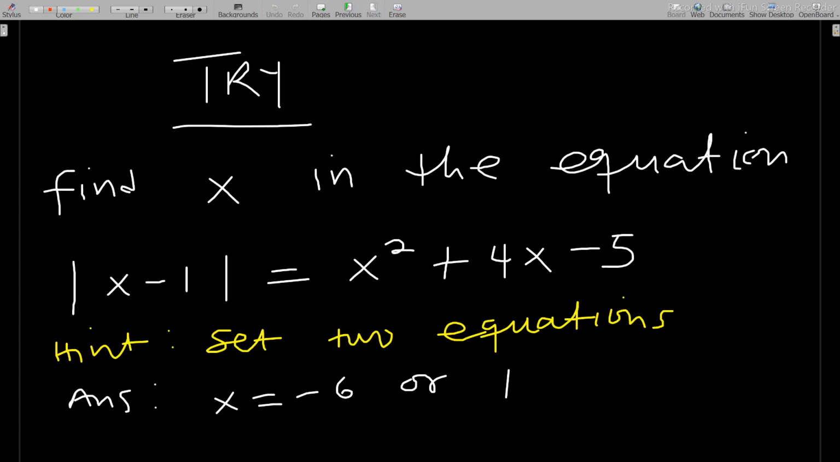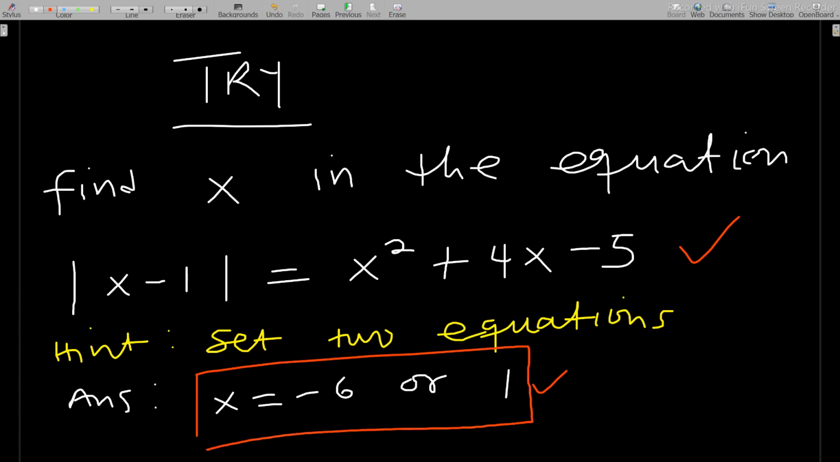I have this for you to try. Try to find x in the equation absolute of x minus 1 equals x squared plus 4x minus 5. The hint I've given here is to set two equations. First of all, remove the absolute value and solve it linearly. Secondly, remove the absolute value and negate the whole of this, and solve it. After that, you come and test them, and the solutions required are x equals 6 or x equals 1.